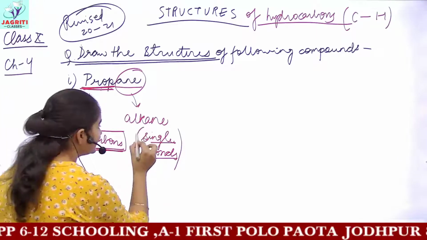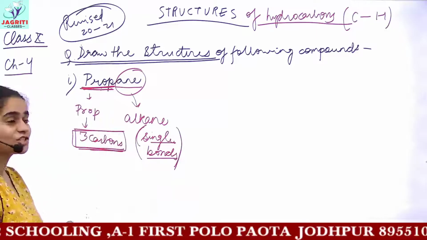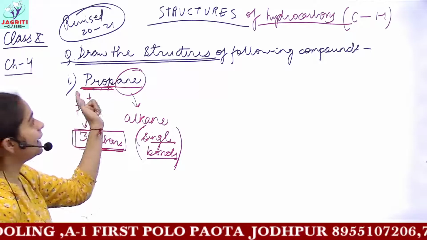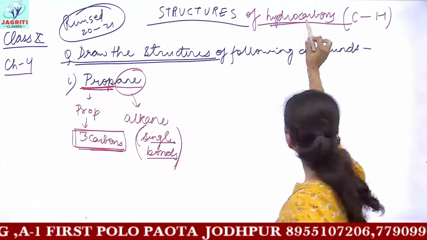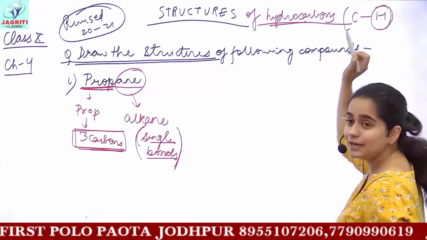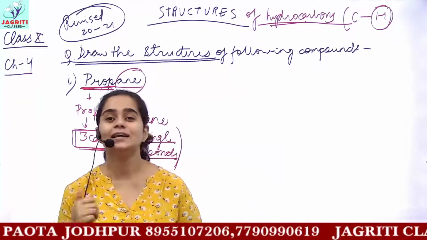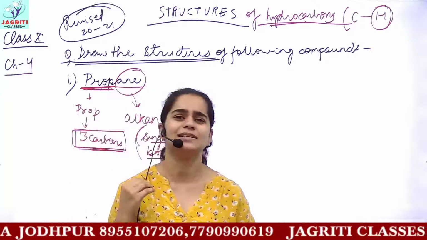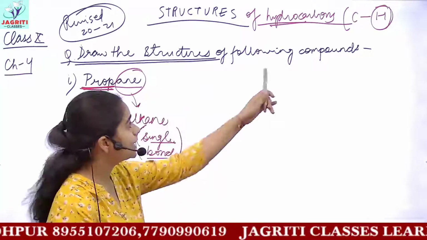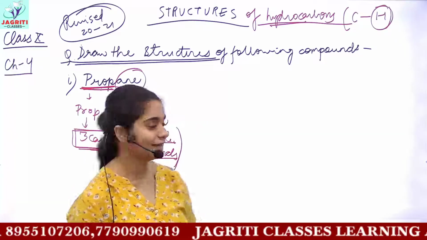So this is pretty much easier: drawing the structure of a hydrocarbon, you can get the number of carbons and the type of bonds present in the structure itself from the name. And then you know that because we are dealing with hydrocarbons, you have only to attach hydrogen in the structures. You can't attach any other element, that is oxygen, nitrogen, sulfur, anything. Only carbon and hydrogen would be included in the structure.